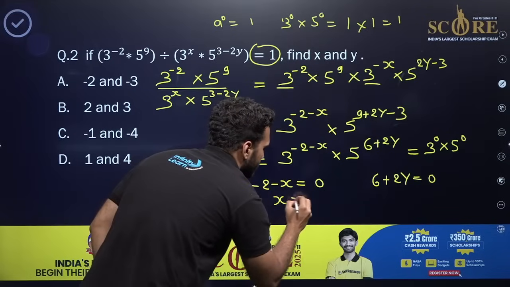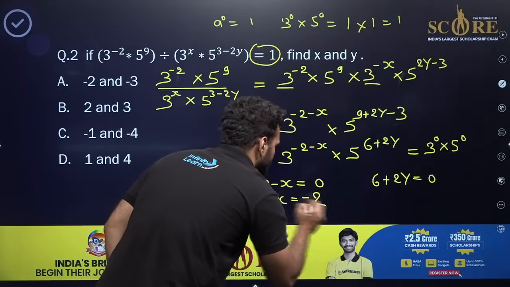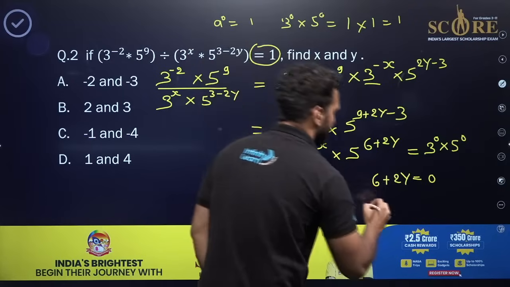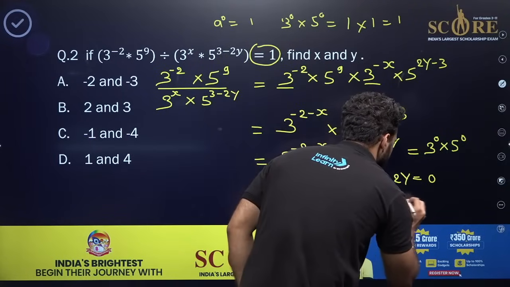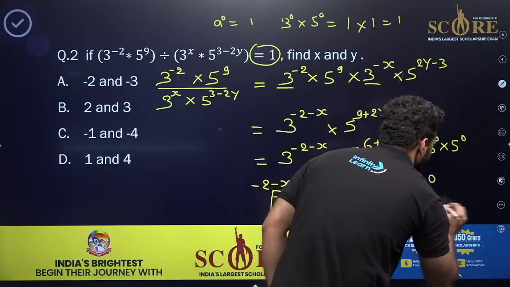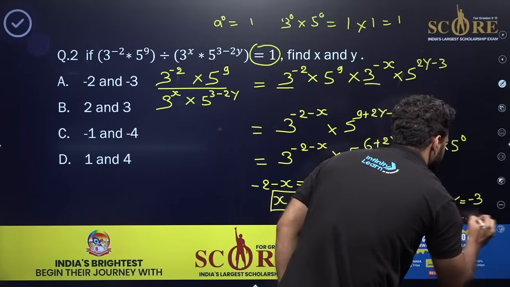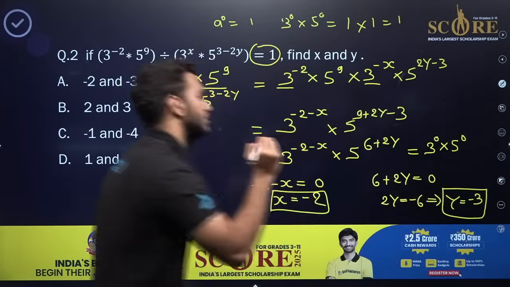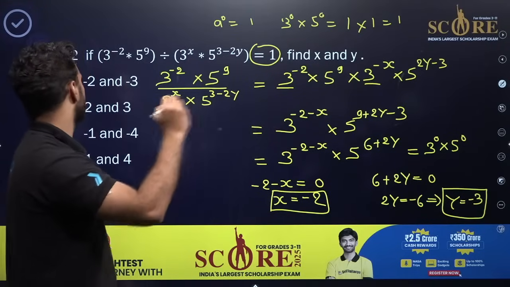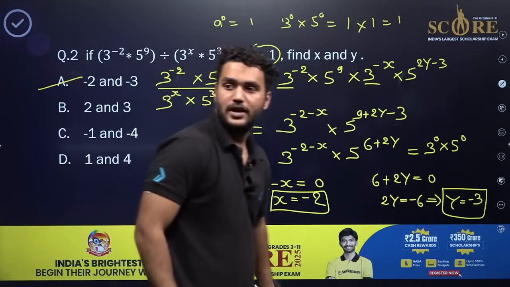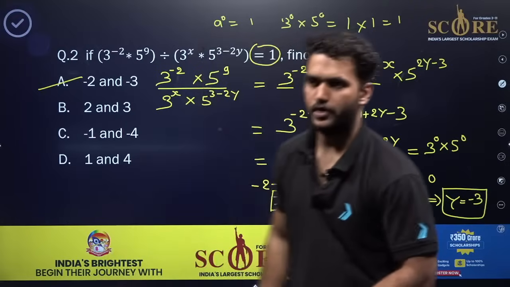Now, what will I get here? Sir, x is equal to minus 2. What will I get here? Sir, 2y is equal to minus 6, which implies y is equal to minus 3. I will get minus 2 and minus 3. The answer is A. Any doubt you can ask me at any time in chat or in the comment section.